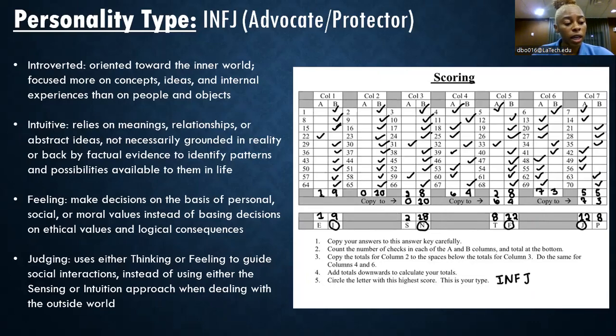If you look at the thinking feeling dichotomy and scale, it's designed to reflect a person's preference when it comes to making judgment calls. Feeling individuals tend to make decisions on the basis of personal, social, and moral values, instead of basing decisions on ethical values and logical consequences.